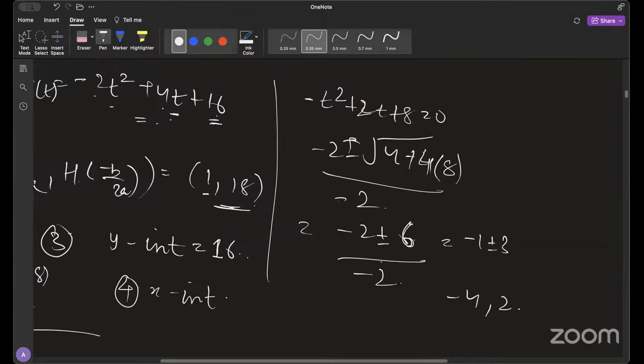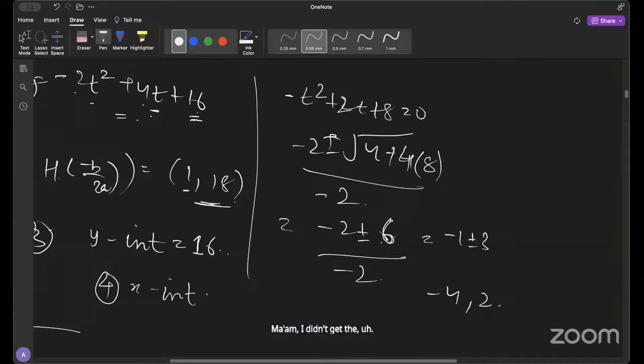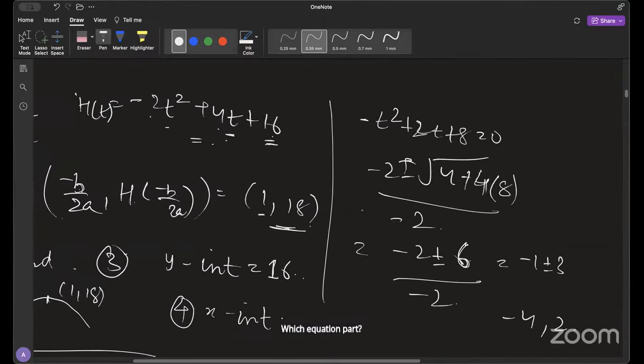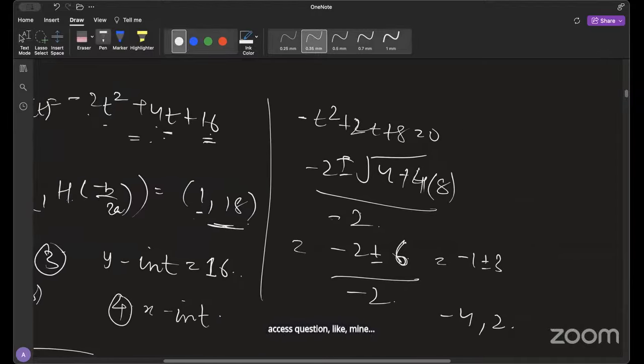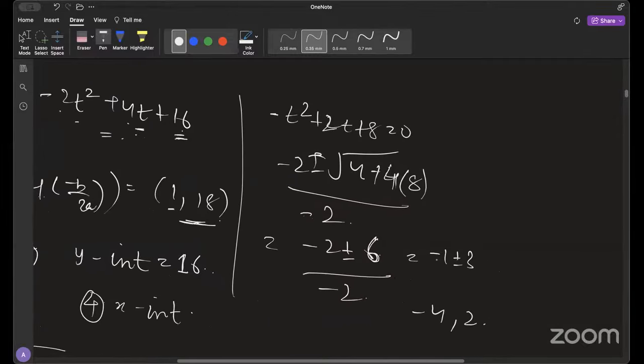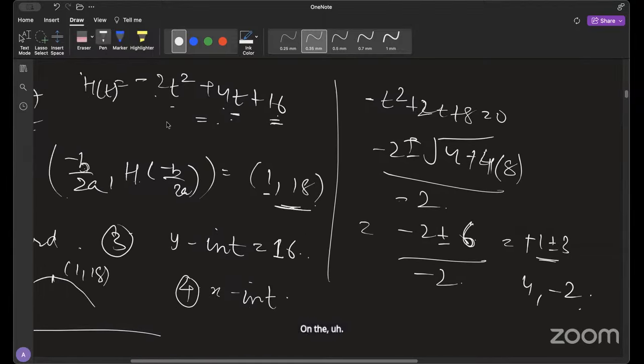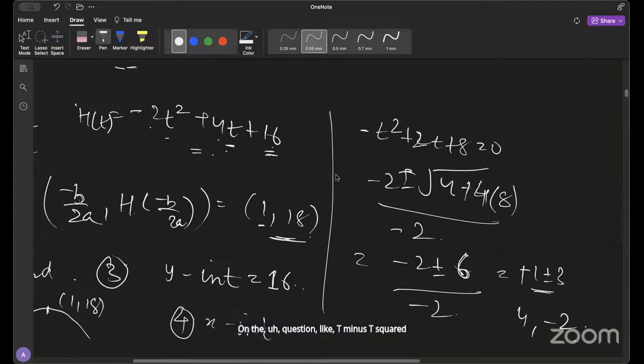Ma'am, I didn't get the equation part. Can you repeat this? Which equation part? Ma'am, how is it minus 1 plus or minus? The sign should change here. This will give you something else. So this will give you 4 and minus 2. Any equation like minus t square plus 2t plus 8 is equal to 0.